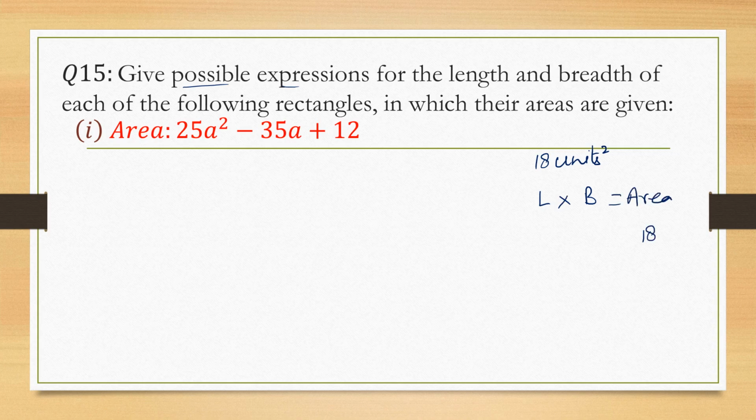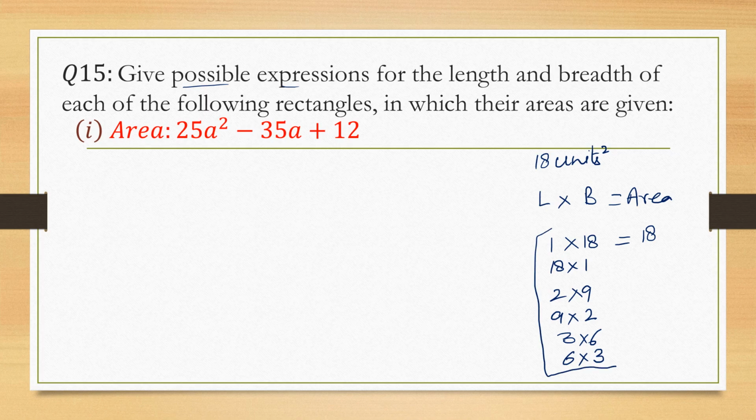So if you want to get 18, I can write 1 into 18 or I can write 18 into 1. I may write 2 into 9 or I may write 9 into 2. I may write 3 into 6 or I can write 6 into 3, right? So these are the possible dimensions for length and breadth. So what we have done basically, we have factorized 18. See, I have written the factors of 18.